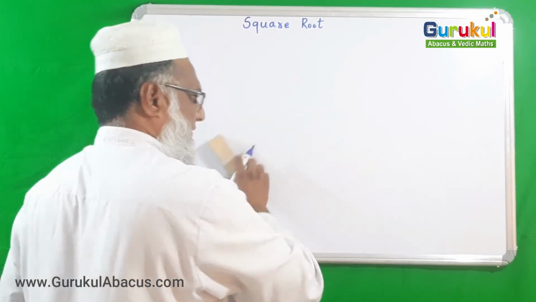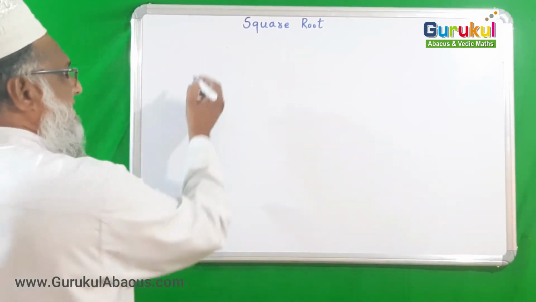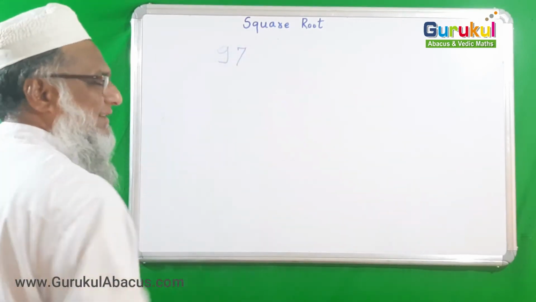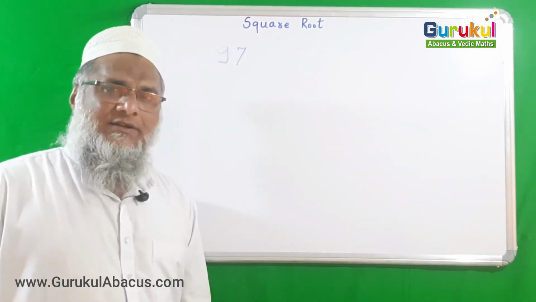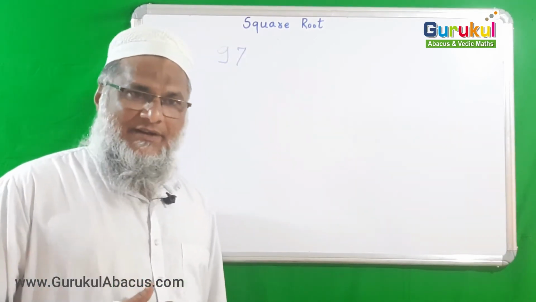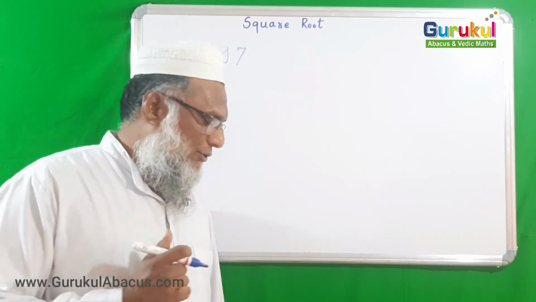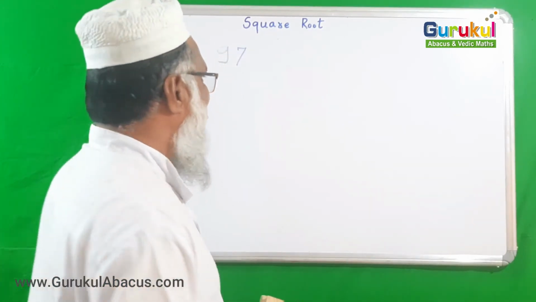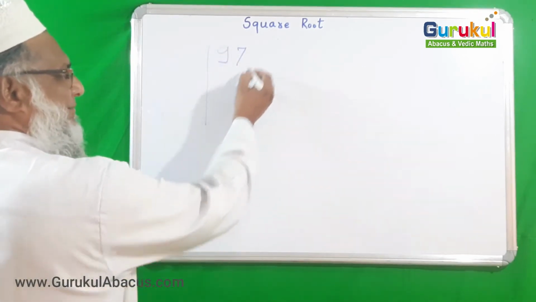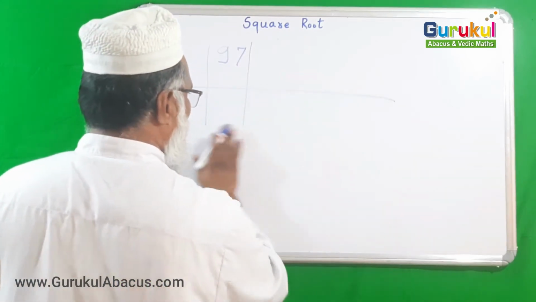The example I am taking is: find the square root of 97. It is not a complete square number, you know that. Only 2 digits are there, so only one pair is there. So let it be like that, following our process.